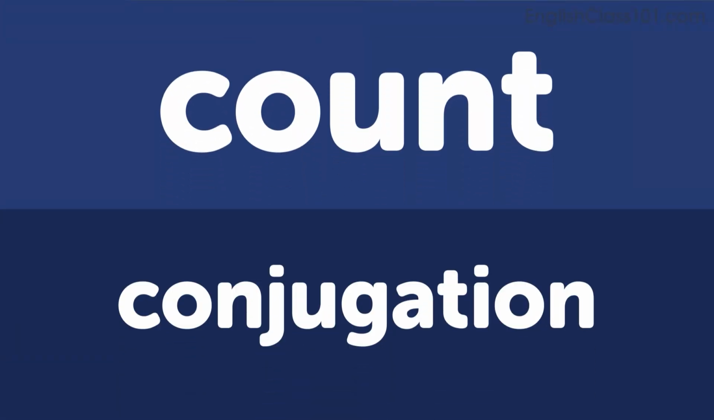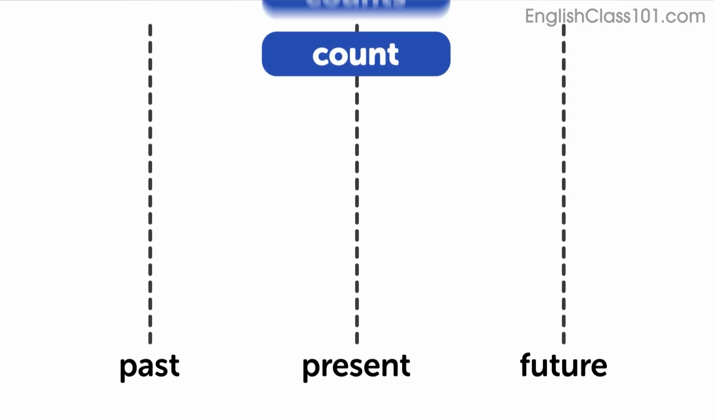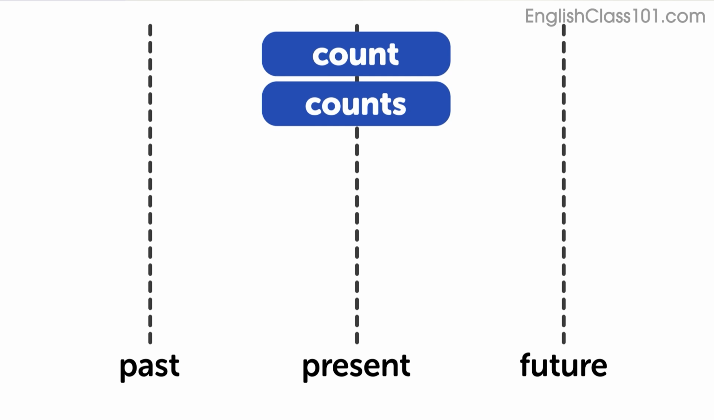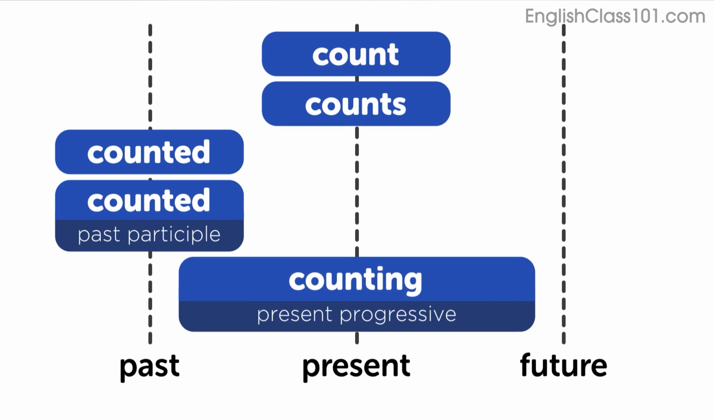Now let's look at the conjugations for this verb. Present, count, counts. Past, counted. Past participle, counted. Progressive, counting.